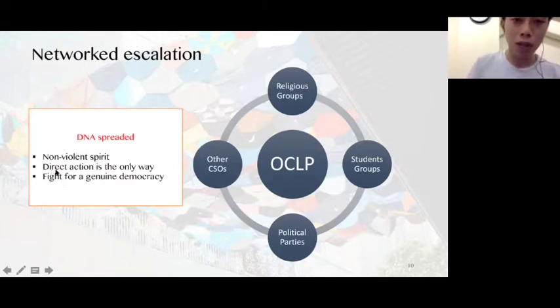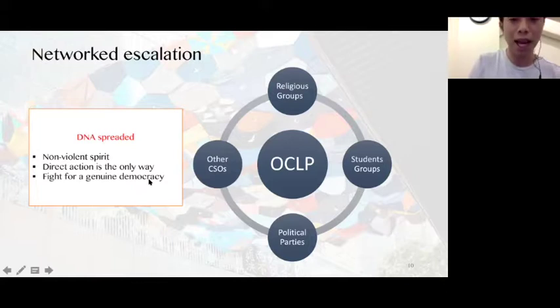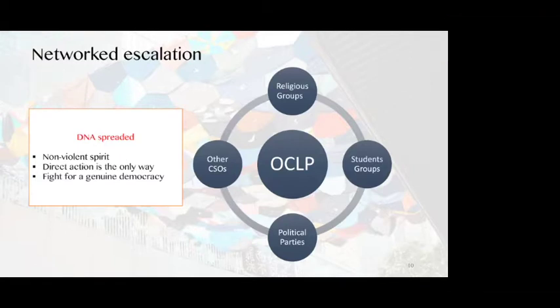And also, there is one DNA that is direct actions. For this group, we advocate the necessity of direct actions to our own audience. And finally, we are also trying to advocate gender democracy, that we are trying to frame democracy as our only goal. So you can say, with all these three elements, these three ideas, it formed the DNA of the Occupy Central Movement, the spirit of civil disobedient actions.